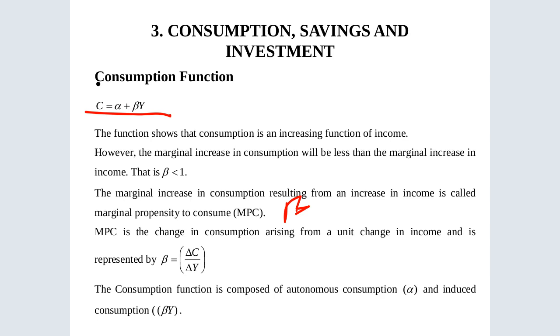Now, the marginal increase in consumption is given by beta, which is less than the increase in income. So that means beta is less than 1. So if income increases by 1 unit, then consumption increases by a figure that is less than 1 unit.